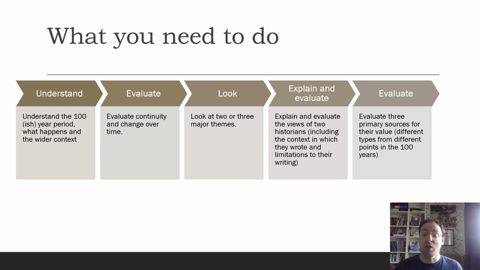And if you do your different themes, if you've got 3 themes, 1 from each theme. If you've got 2 themes, 2 from one theme, 1 from the other. So you're going to have to find historians, and I definitely would talk to your teacher about that. You're going to have to find some primary sources.